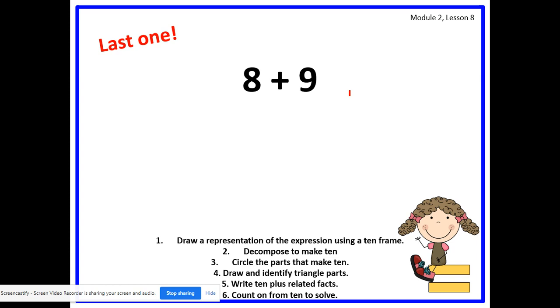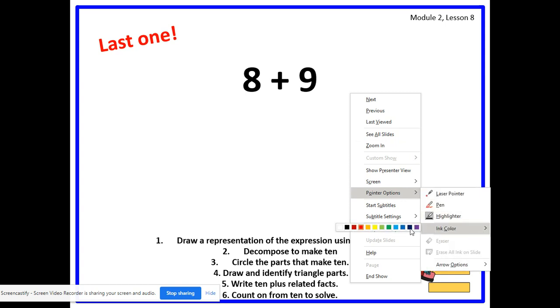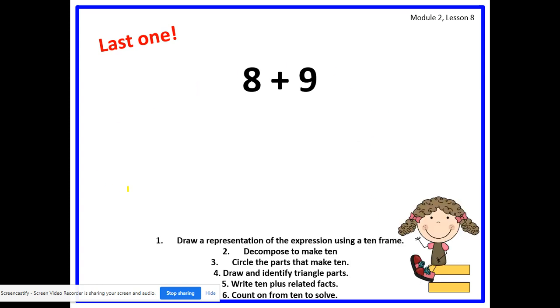Go ahead and draw a representation of the expression using a 10 frame. Press play to check your work. You should have drawn, go ahead and make sure your picture looks like mine. So we draw 1, 2, 3, 4, 5, 6, 7, 8, 9. This time I drew 9 because 9 was closer to 10. And I close up my 10 frame.